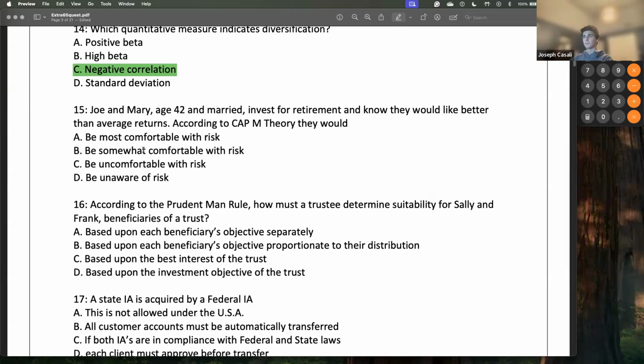Okay. Joe and Mary, age 52 and married, invest for retirement, and now they'd like better than average returns. According to the capital asset pricing model theory, they would.